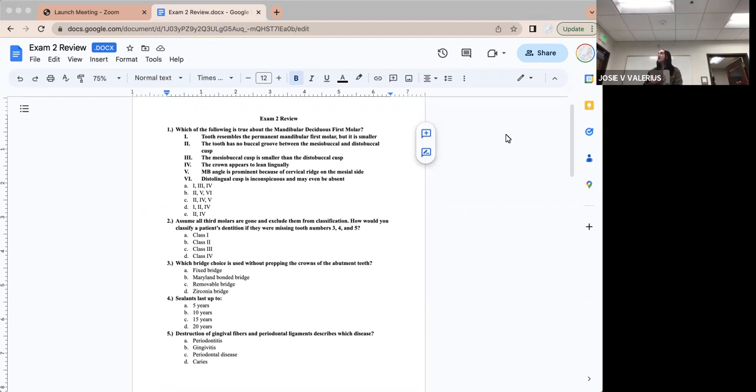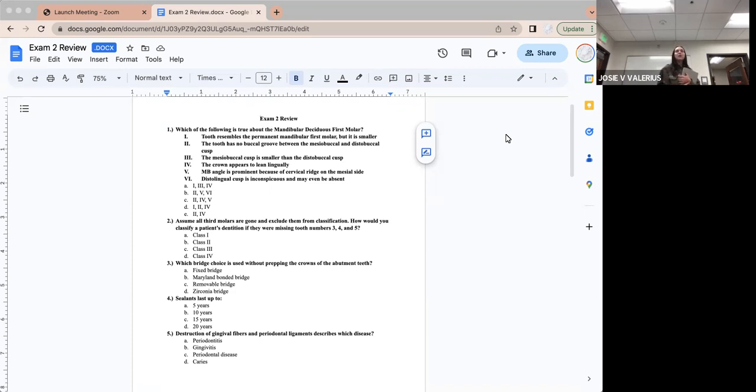The crown appears to lean lingually. Honestly, as a generalization, most of the posterior teeth do appear to lean lingually. So that's a good thing to know generally, is a lot of those crowns, especially for the deciduous teeth, lean lingually. And then the other one that's correct is 5, which is the mesiobuccal angle is prominent because of the cervical ridge on the mesial side.